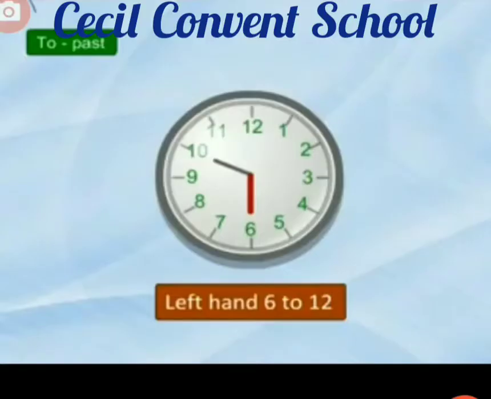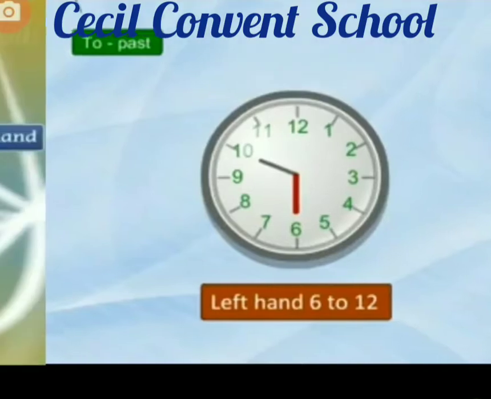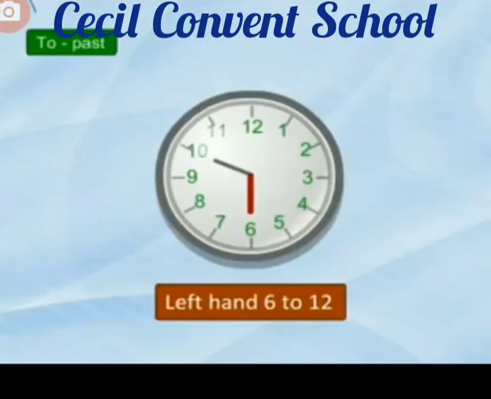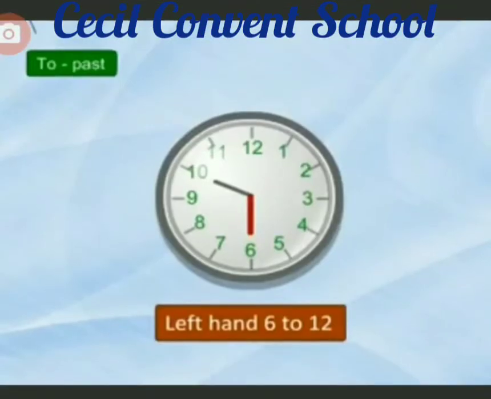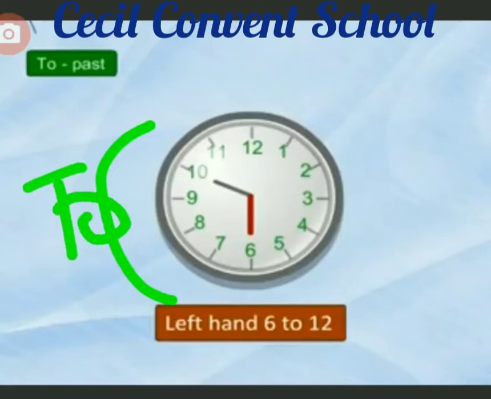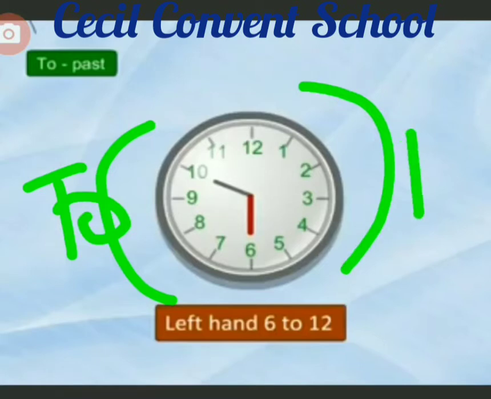Now see, when we take the left hand side numbers, means 6 to 12, I am talking about to and past. When we take the numbers from 6 to 12, clear, we always consider it to, clear, and 12 to 6 we will consider it past, clear. Clear this thing? What is the difference between past and to?